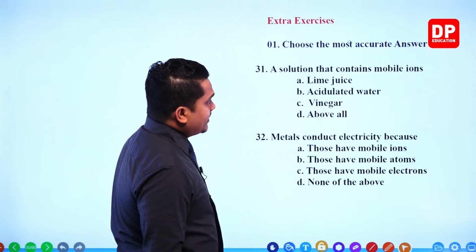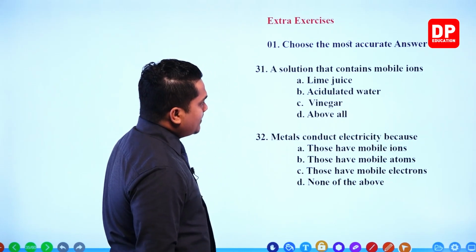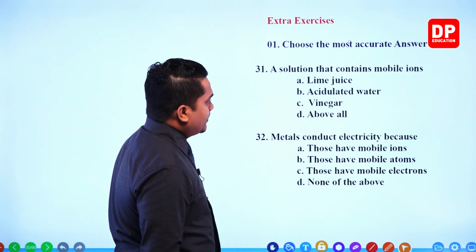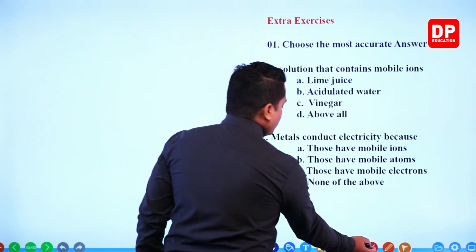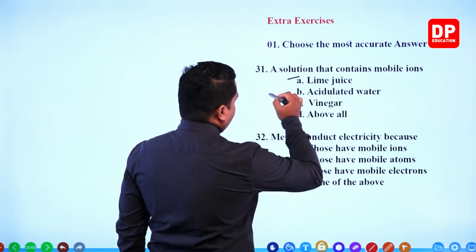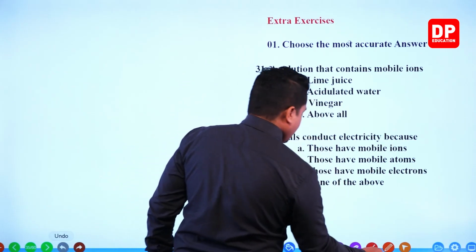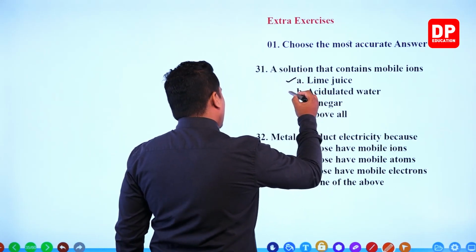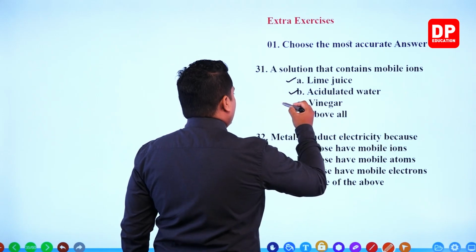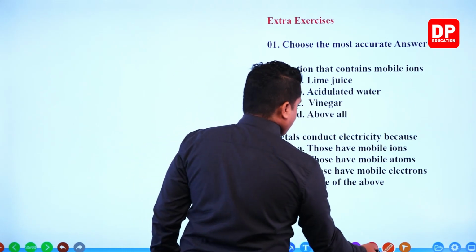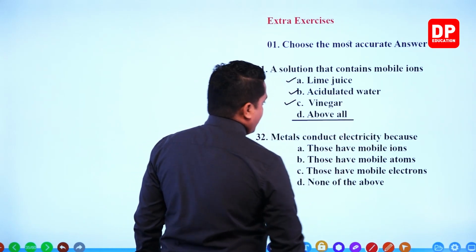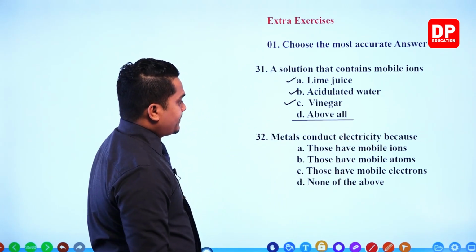So a solution that contains mobile ions: lime juice, acidulated water, vinegar, above all. Lime juice is a good acid, so it is correct. Acidulated water, once again correct. Vinegar, once again an acid, so it is correct. So my dear children, all of these things will contain mobile ions, all the above.